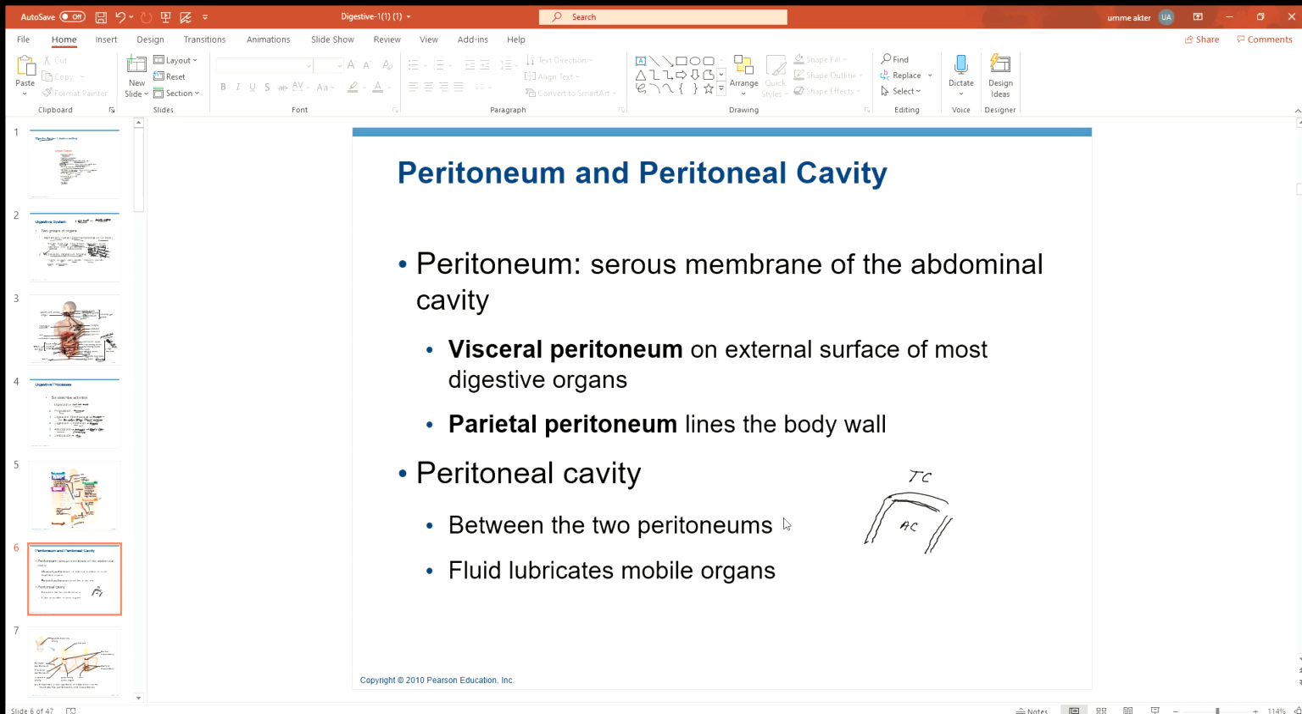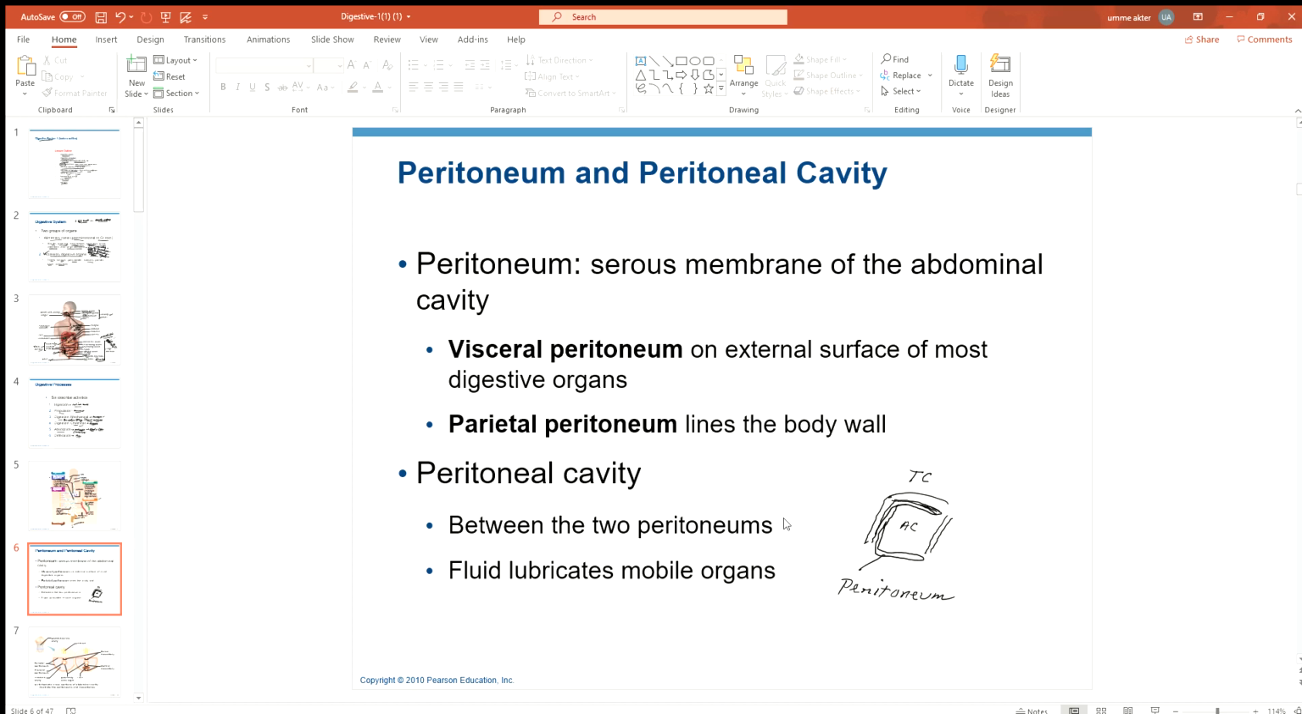So this is the abdominal cavity, okay, and a double layered connective tissue serous membrane covers the abdominal cavity, and this double layered serous membrane is called peritoneum. Okay. So the peritoneum actually protects the abdominal organs.